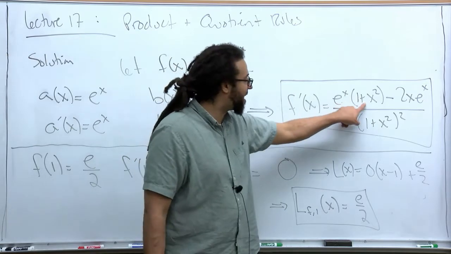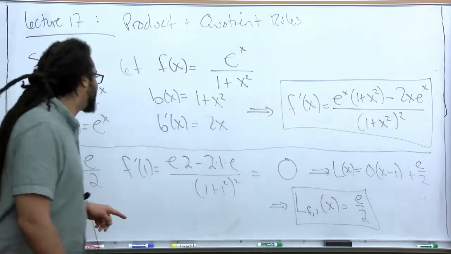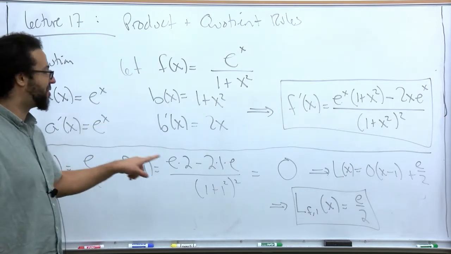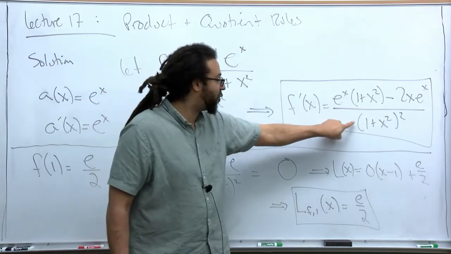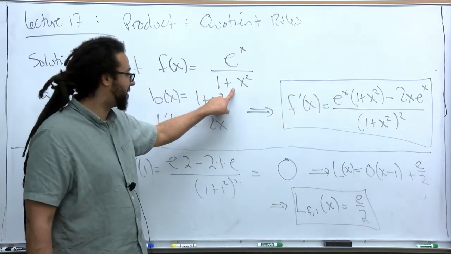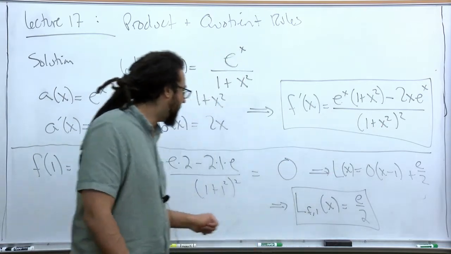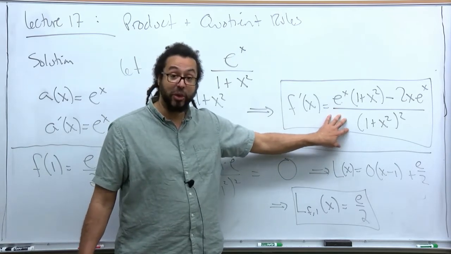And so according to the quotient rule, it's the derivative of the top times the bottom. So e to the x times 1 plus x squared, and then minus the top times the derivative of the bottom, so 2x times e to the x. So that's what we get in the numerator. And then we want to make sure that we divide by the bottom function squared, so 1 plus x squared quantity squared. So this would be a good final answer for part A. Find the derivative. We did that.